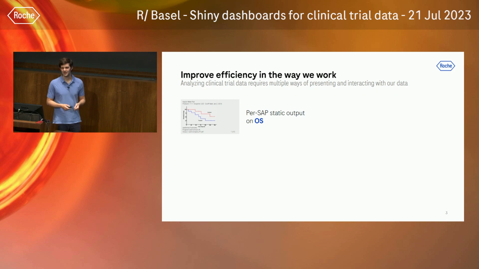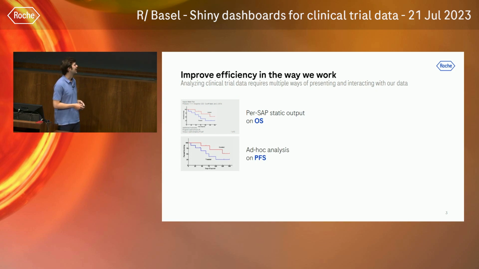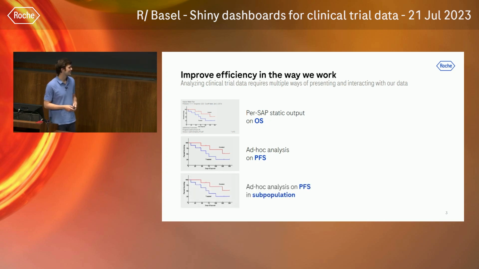Often there can be a bit of back and forth with the stakeholders and the study team. They can say, oh, we actually want to look at something else, like a different parameter. So after a week or so and some emails exchanged, we may also need to generate a progression-free survival plot, which is a bit of an ad hoc analysis. Then after further emails and more back and forth, they may say, oh, we're just interested in looking at a subpopulation of this. So we then have to generate another plot.